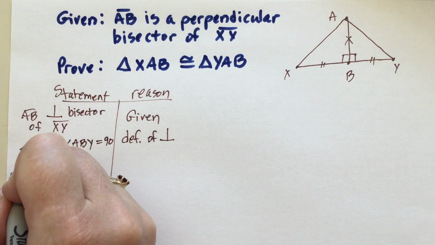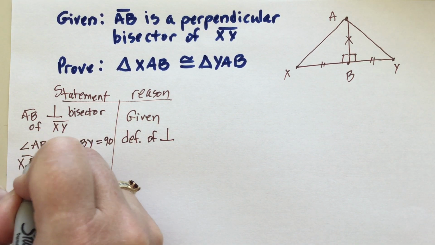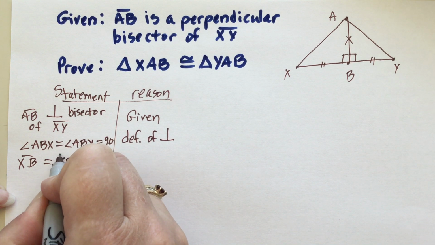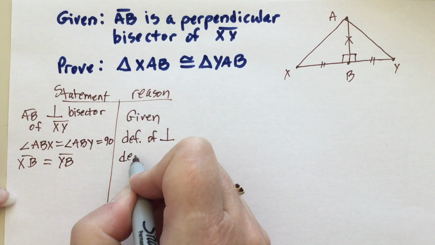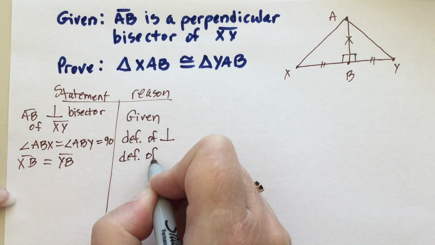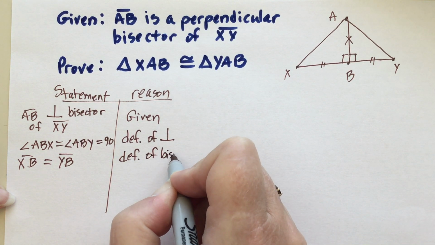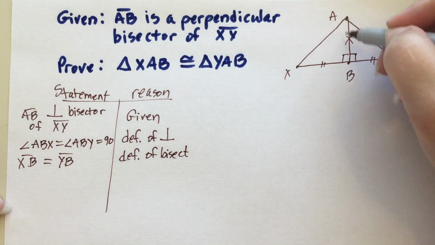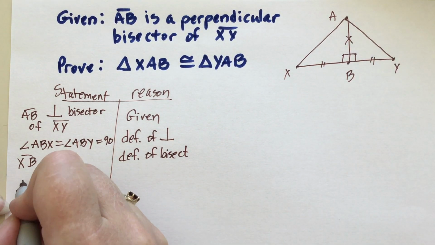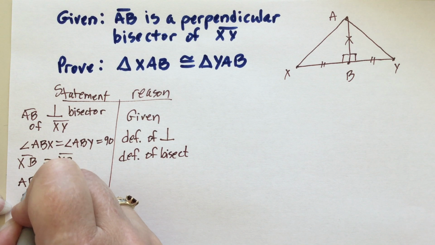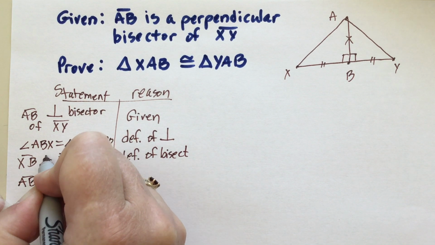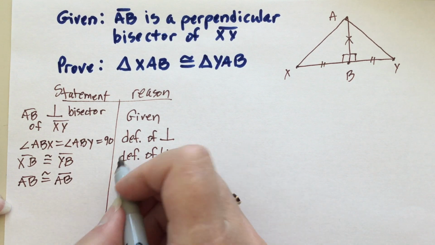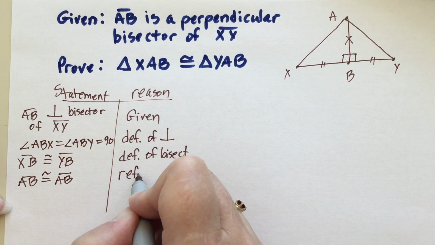I know that XB is congruent to YB. That's the definition of bisector. And that last part right there, AB, is congruent to itself, by the reflexive property.